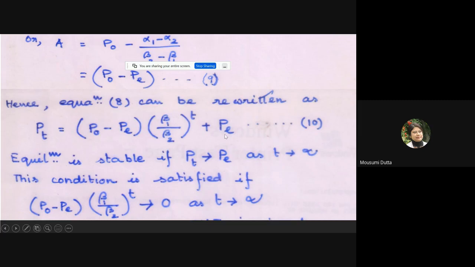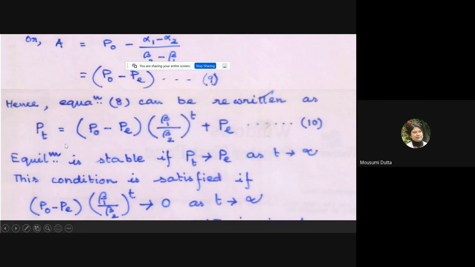PE is the equilibrium price. Generally, it will be a positive value. PE will be positive. The minimum value of PE is equal to 0. However, generally PE will be positive. The least value is 0. Okay, so what will happen?